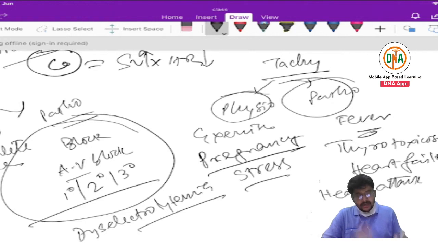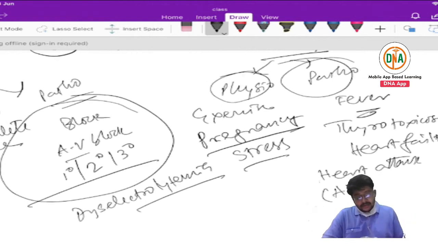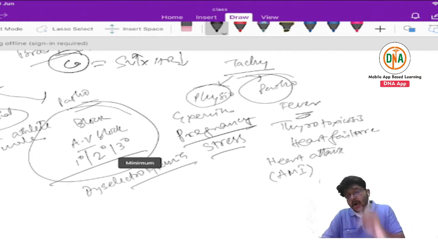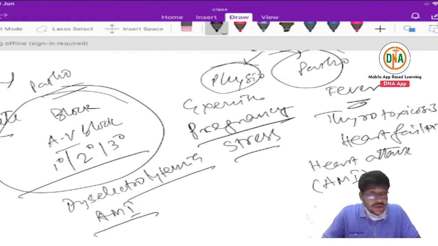The actual meaning of heart attack is AMI, acute myocardial infarction. But remember, depending on the vascular territory, heart attack can also cause bradycardia. So heart attack, myocardial infarction, heart failure, all of this can cause pathological tachycardia or pathological bradycardia. So that's all here. Now we will move forward.